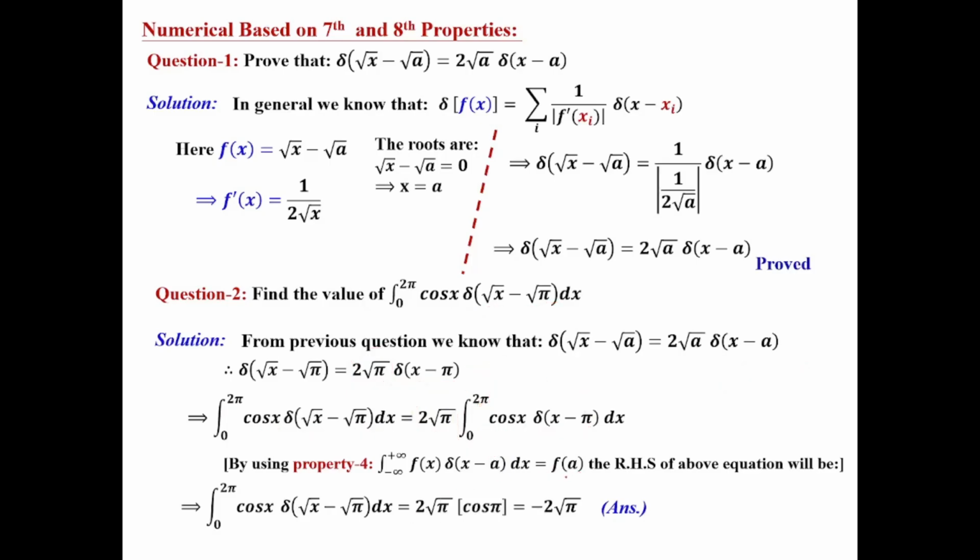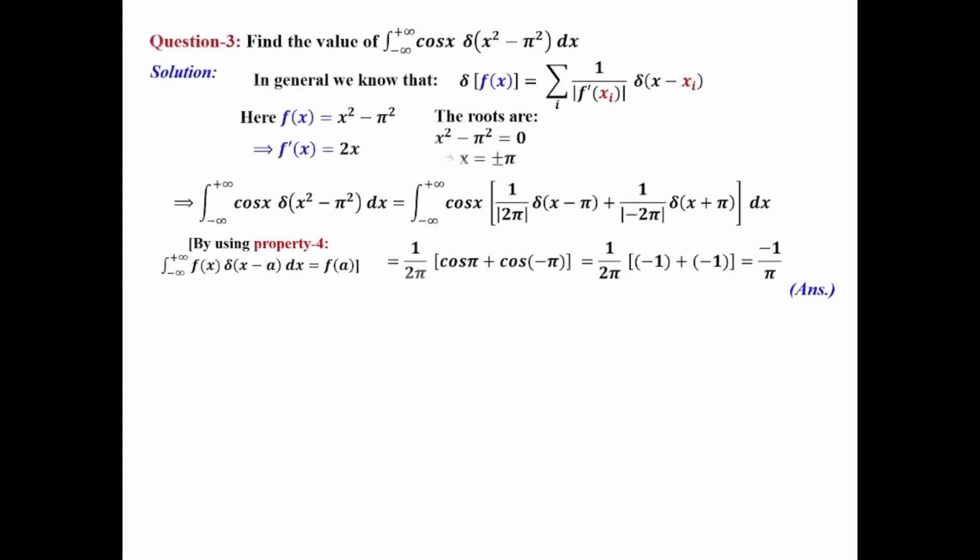This will be f of a, with the constant 2 root pi there. Now we just substitute pi instead of x, since a is pi. So cos pi is minus 1, so the answer will be minus 2 root pi. This is a very important question. Okay, now we are going to go for our next question.